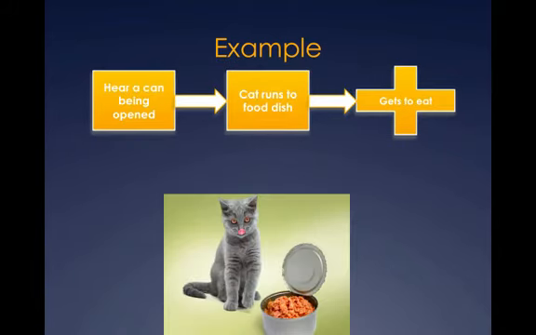Another example. If the behavior is the cat running to the food dish, what immediately happened before that? They heard a can being opened. And the consequence is they get to eat. So what's being added? The ability to eat, or the food itself. Therefore, I know for my cat, anytime there's a can being opened, whether it's cat food or not, he comes running because he thinks that food is going to follow.